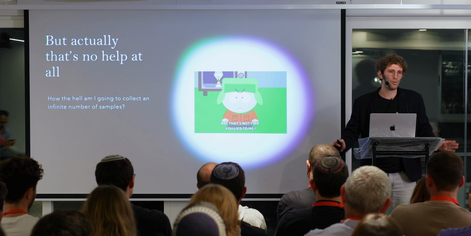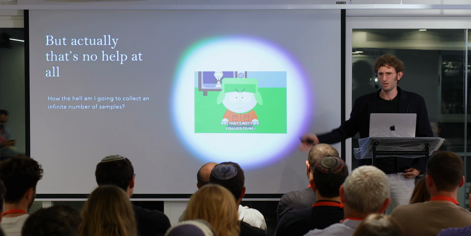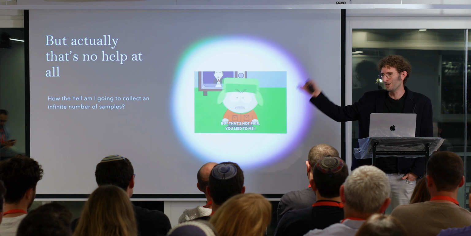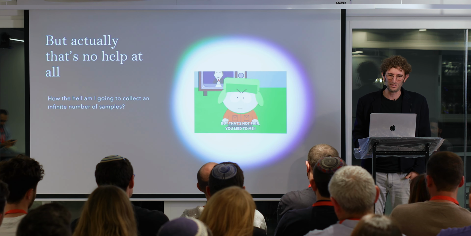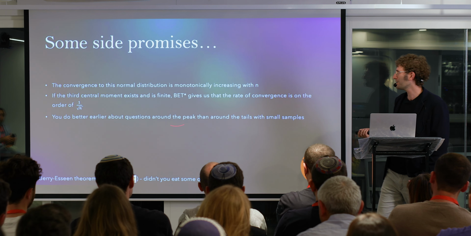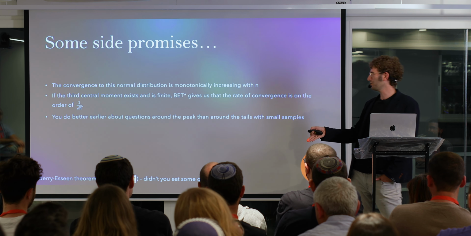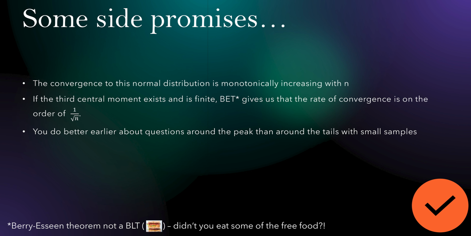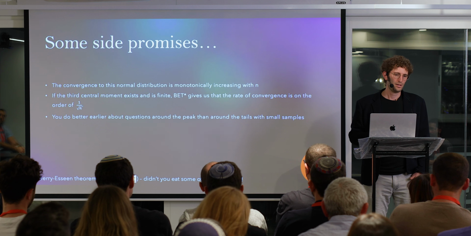I didn't tell you anything about what happens when n equals 100 or 1,000 or 1,000,000. It's great that at the limit it does something, but it doesn't really help us. Well, there's some side corollaries here. I could tell you that, first of all, the convergence towards the normal distribution is monotonically increasing with n. And actually, if you add a few constraints, bias-variance basically tells us that it's going to converge on the order of 1 over the square root of n.